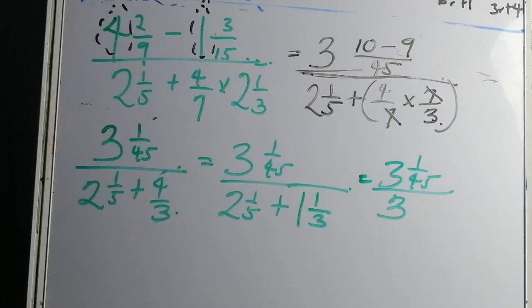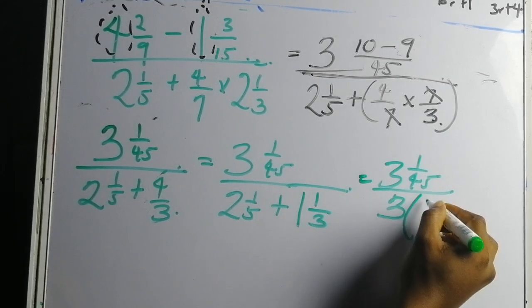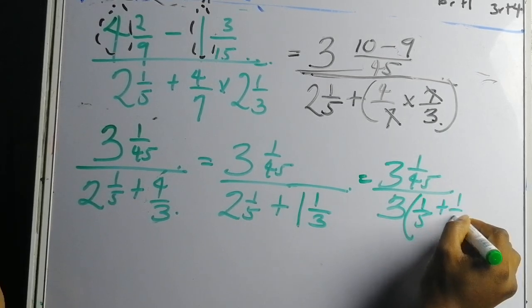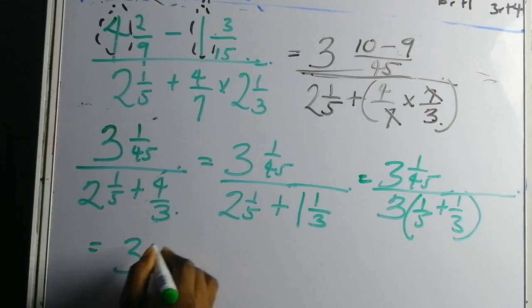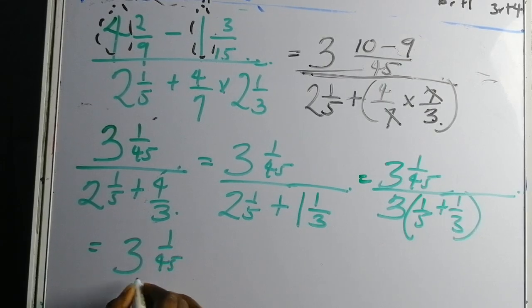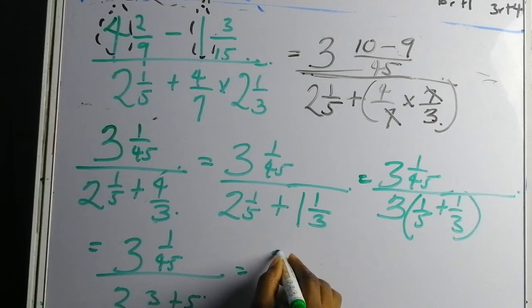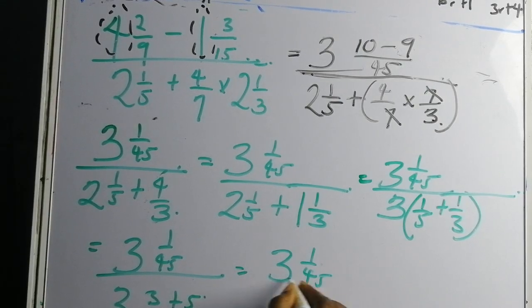That is 3. Then I will now do my LCM: 1 over 5 plus 1 over 3. Shortcut method 2 for board math. So 3 and 1/45, all over 3. What's the LCM there? That's 15. Okay, 15 divided by 5, 3. 3 times 1 is what? 3. 15 divided by 3, that's 5. 5 times 1 is what? 5. Okay, so this is as simple as 3 and 1/45.